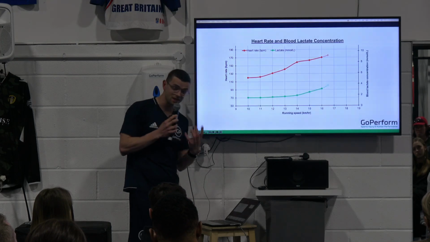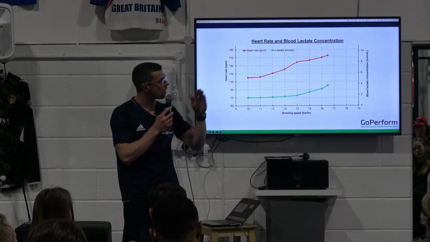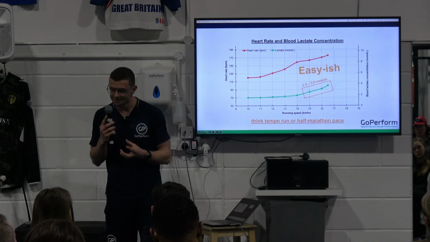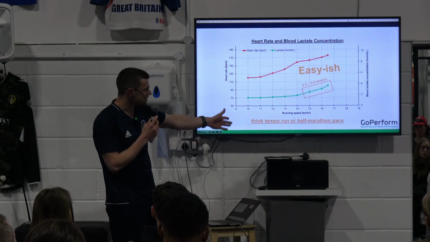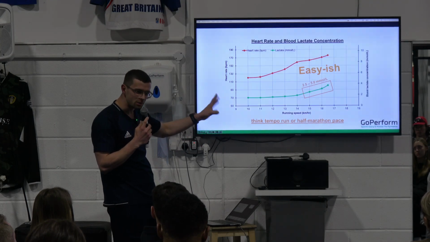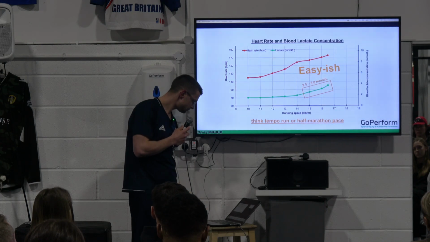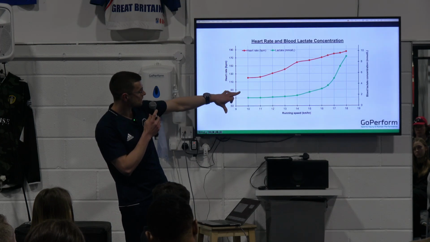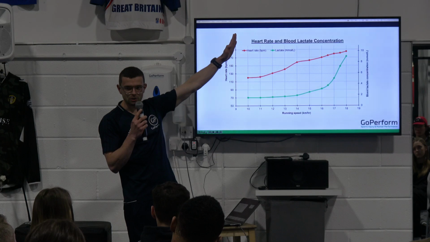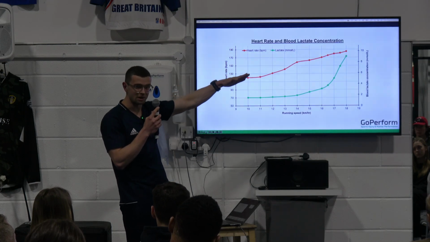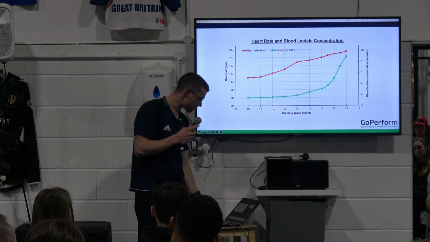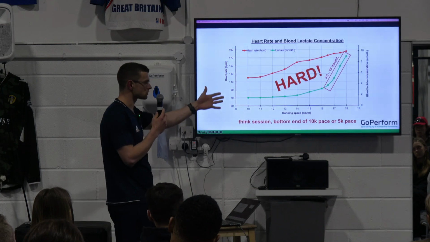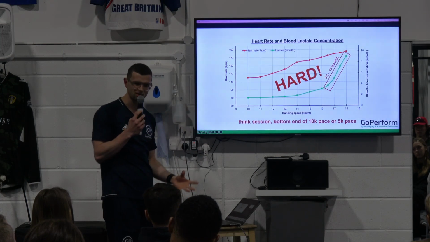Then we increase the intensity a little bit more. Lactate starts to creep up, and heart rate continues to rise as well. This is your easy-ish, moderate intensity. I think tempo, half marathon pace, is where you'd be at that level of lactate. Then we keep going up: 16, 17, 18 kilometers an hour. We've made it faster here, and the lactate has really shot up. The heart rate's increased a little bit, but the lactate has just exploded. This is hard running. This is the bottom end of 10K pace or 5K pace.